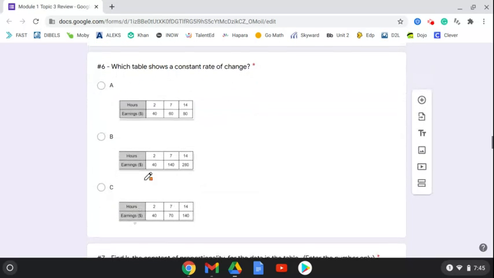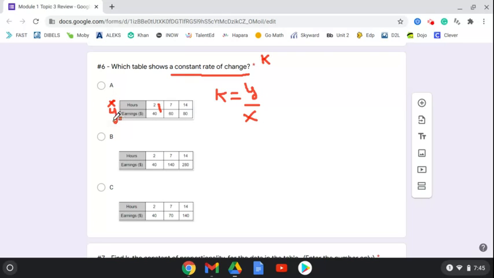Number 6, which of these has a constant rate of change? All right, so which one has a k? And so what you have to do here is check each pair. So I'm going to check this pair. Remember that k is equal to the y values over the x values. So I'm going to take my y value of 40, and I'll have 40 over 2. 40 over 2 is 20. Then I have 60 over 7. 60 over 7, that is not 20. I'll just put does not equal 20.